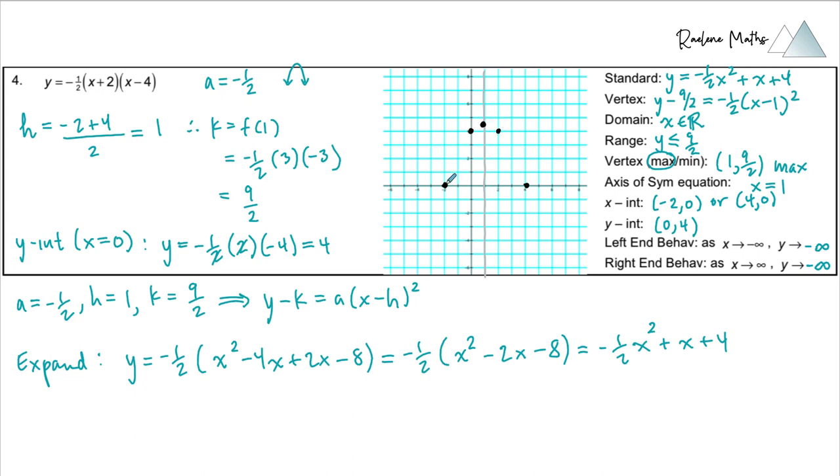So from here we can sketch our parabola, and the value of a being 1/2, or -1/2 I should say, tells us that this parabola is going to be a little bit shorter and therefore wider looking than the parent graph of y equal to x squared. You could also expand, get the standard form, and then from standard form you could complete the square to get the vertex form. So there's lots of ways that you should be able to move forwards and backwards between the different forms and coming up with the different information about the parabola.